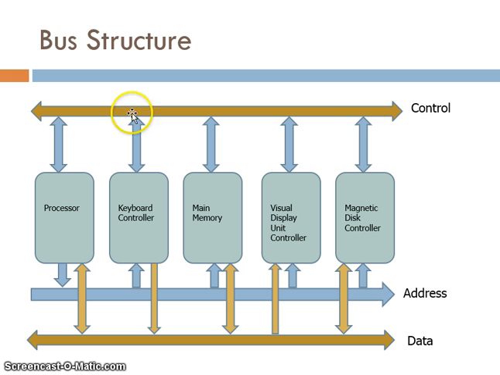The control bus is bi-directional with every component. The control bus sends out control signals. These indicate, are we reading or writing from main memory? Are we reading or writing from magnetic disk controller? They are two examples of signals.